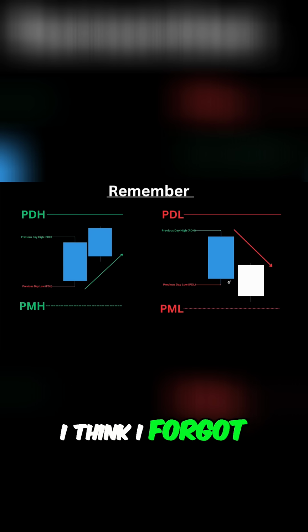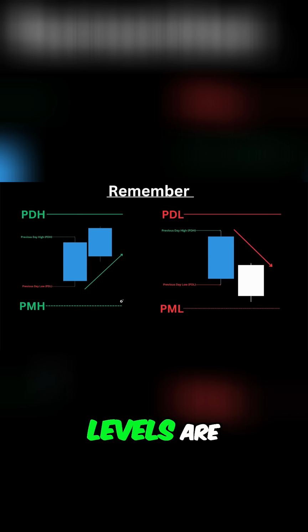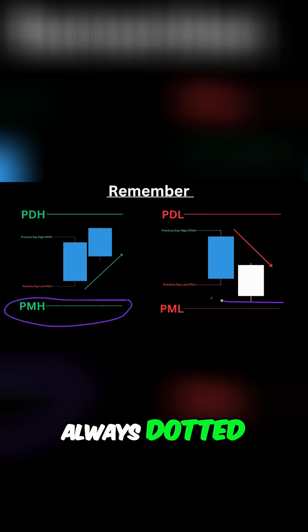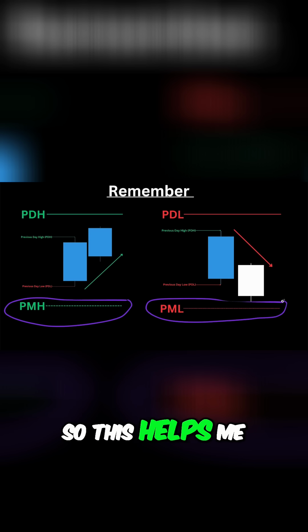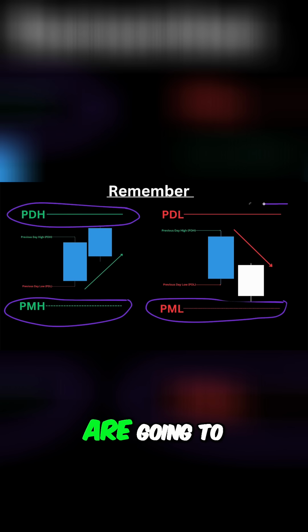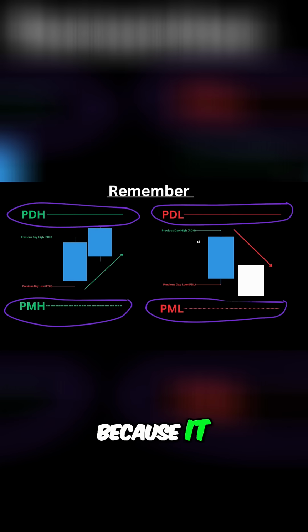Now, I think I forgot to mention that my pre-market high levels are always dotted. And why are they dotted? This helps me mentally, where I know that pre-market highs are from the after hours action. Okay, so it's relatively low volume, so they're not going to carry as much weight as, say, a previous day high. Because a previous day high level, these levels up here, are going to have more volume because it contains all of the day's action of the previous day.